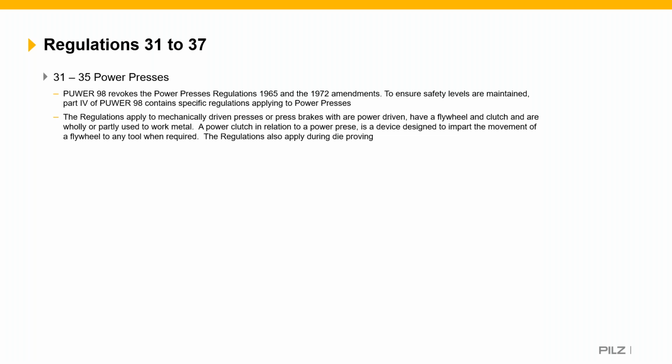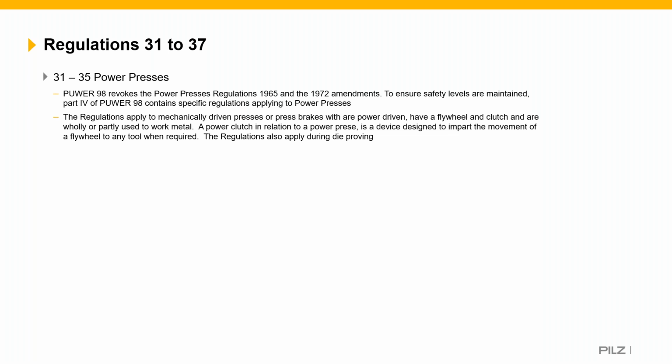A power clutch in relation to a power press is a device that's designed to impart the movement of a flywheel to any tool when it's required. And we'll also need to consider that these applications or the regulations still apply whilst we are doing any die proving exercises.